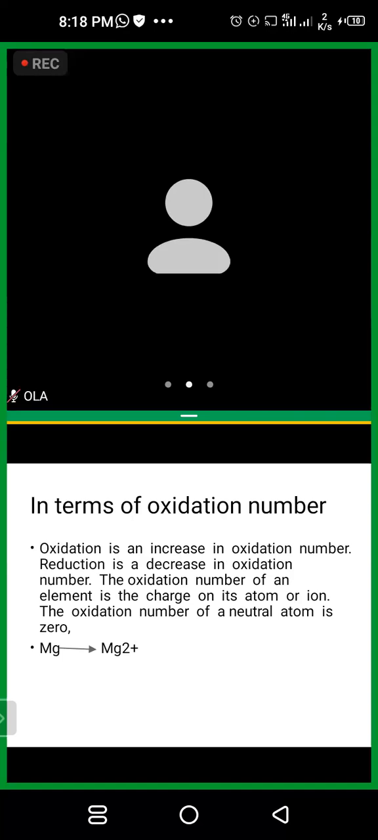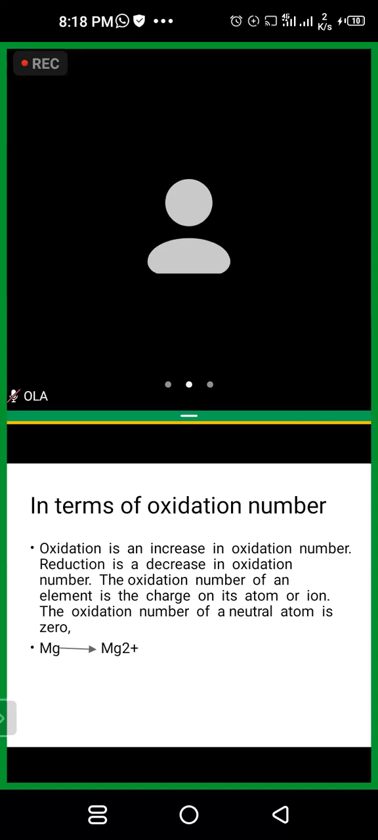But the moment it has given off that electron, or the moment an element has gained one, it becomes either positively charged or negatively charged. Now, the number it carries tells you the oxidation number of that element. An example here is magnesium having 2+ because it has given off 2 electrons.